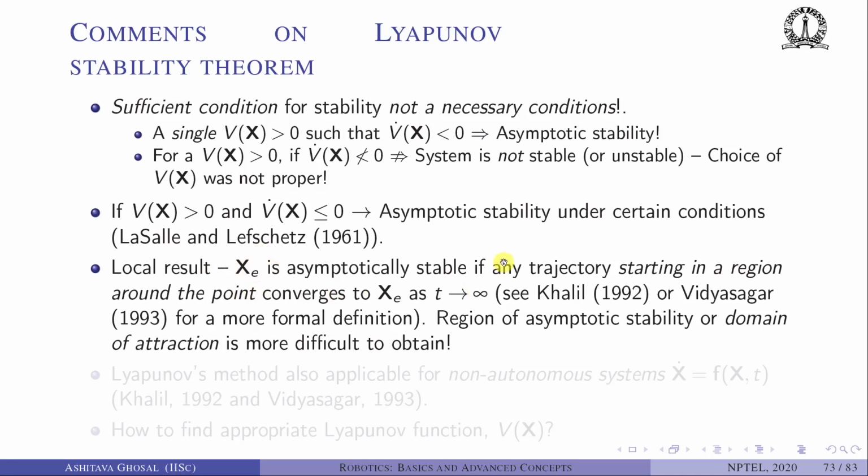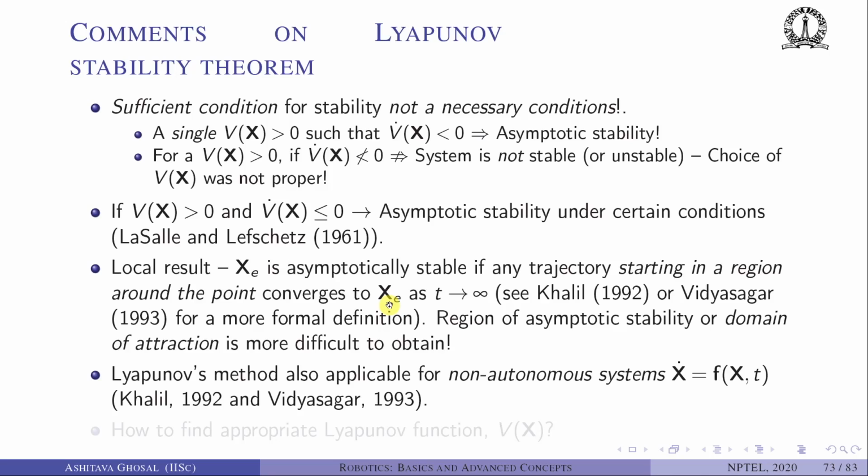Okay, so basically, if any trajectory starting in a region around this equilibrium point converges to xe as t tends to infinity, this is known as asymptotically stable. Okay, but we have no idea how big is this region from where we can start. So this region of asymptotic stability, or the domain of attraction, is much more difficult to obtain.